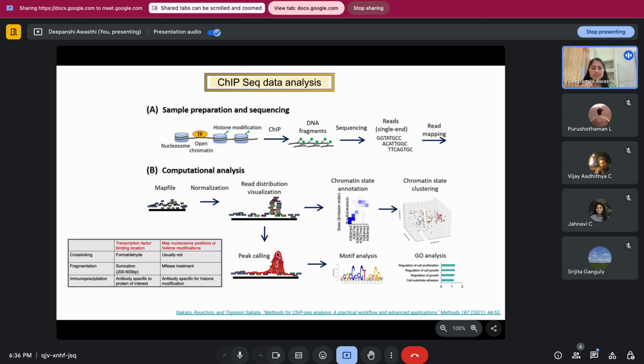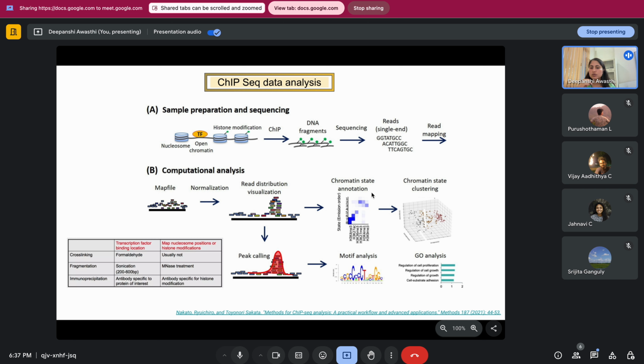Then peak calling is done. In peak calling, you look in the reference for the region for which you obtain most of the reads. This will tell you which region of the genome is mostly binding to the protein. So that will be the protein binding region. And along with this, it will also provide you information about the chromatin state annotations. In the next slide, I will tell you how it will tell you about the chromatin state.